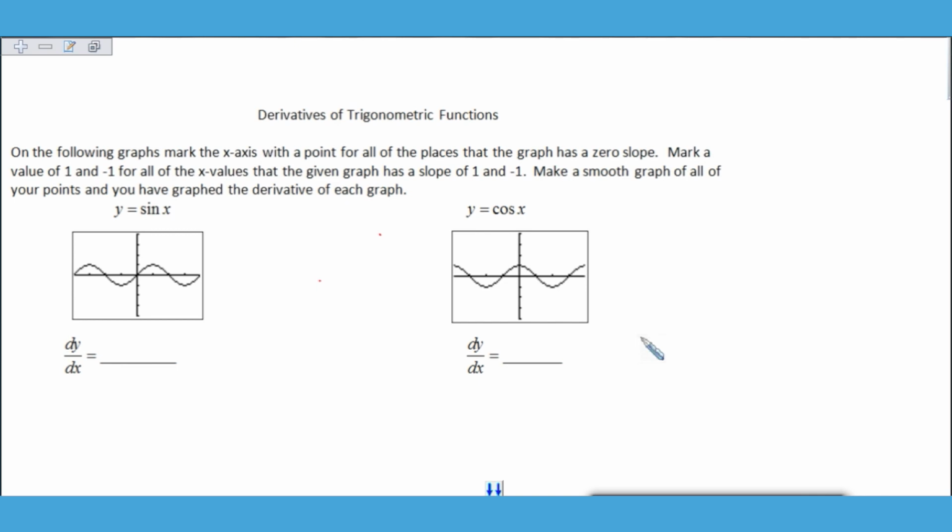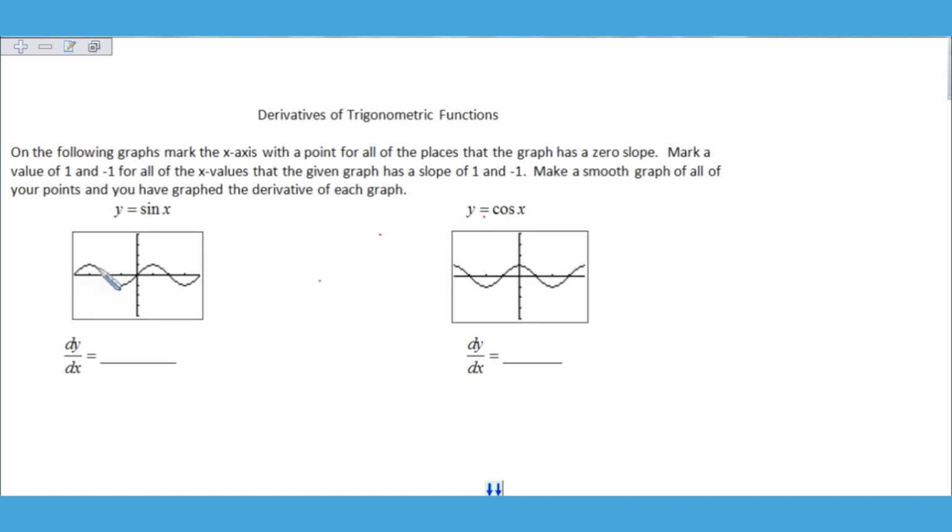So what we're going to do is, on the sine graph, I'm going to read the instructions and follow them with you. How about that? So it says, on the following graphs, mark the x-axis with a point for all of the places where the graph has a zero slope. Because remember, we're looking for the derivative, and the derivative is all of the slopes together, the slope at each point.